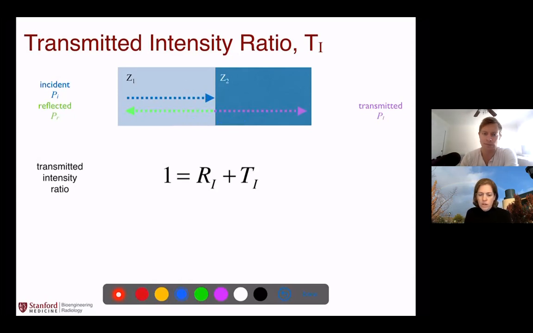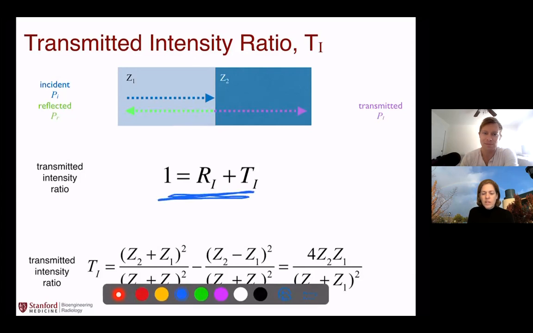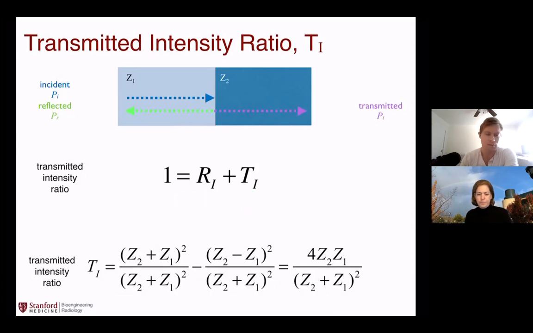Okay, so using that, you can derive the transmission coefficient, and it looks something like this. And again, I don't find this all that much fun to memorize. So I just like to remember this equation right here, so that if I remember what this is, then the transmitted intensity is 1 minus the fraction that I remember. So that makes it a little bit easier for me.